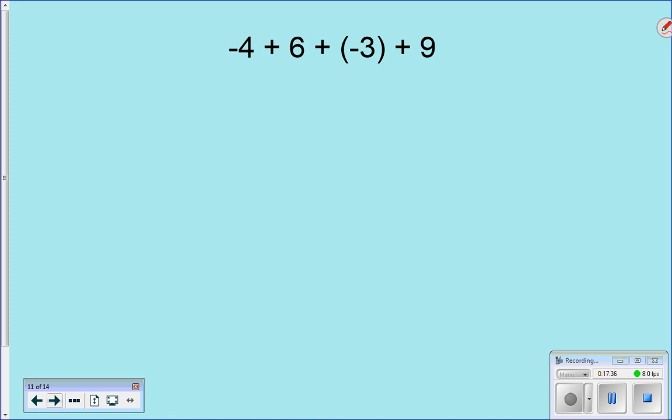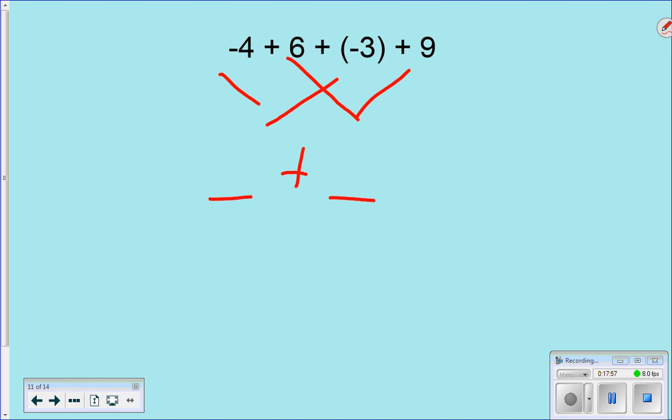Okay, so that's Hannah's strategy. She's going to add the negatives, and she's going to add the positives, and then at the end, she's going to add them. That's a good strategy. What's another strategy you could use for this? Left to right. Negative 4 plus 6, then add negative 3, then add 9. That's another strategy.